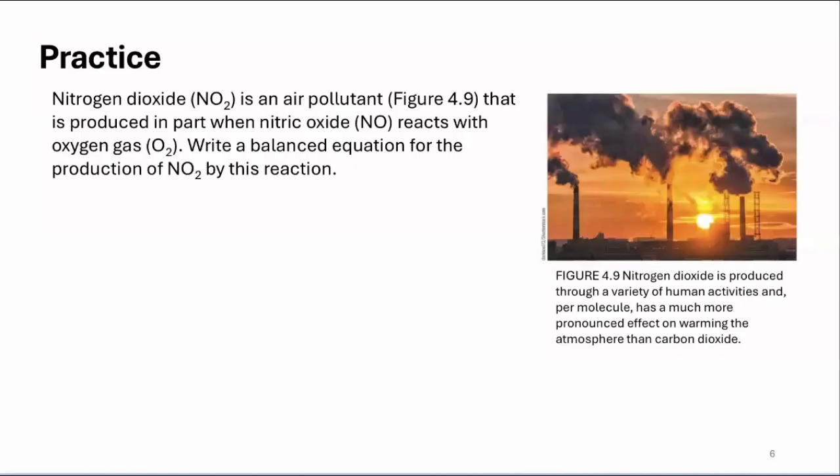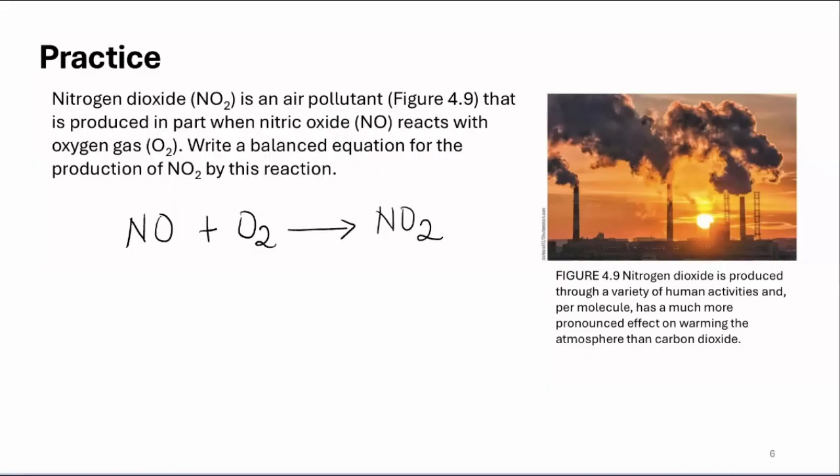So in order to write this chemical equation, we need to detect what the reactants are according to the words. This chemical equation needs to be written to express that nitric oxide, which is NO, will react with O2 and is going to produce NO2.